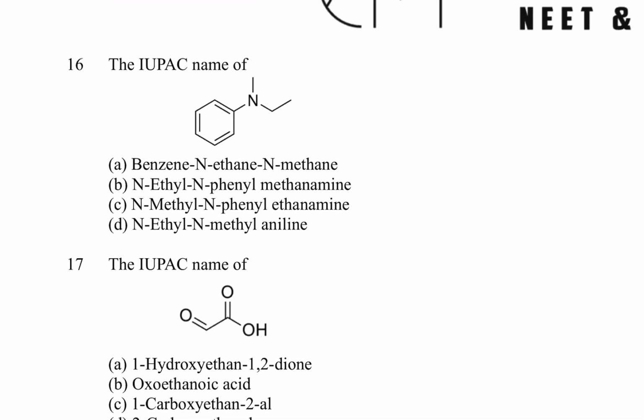IUPAC name of the structure. How was the structure formed? If I take aniline, I remove these 2 hydrogens. Instead of one hydrogen, I attach an ethyl group, and instead of another hydrogen, I attach a methyl group. So I'll get this particular structure. Fine. So mainly the group is what? This particular group is the aniline group.